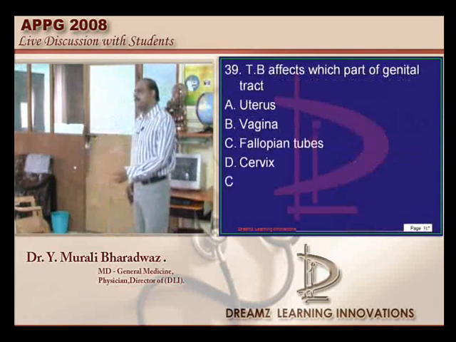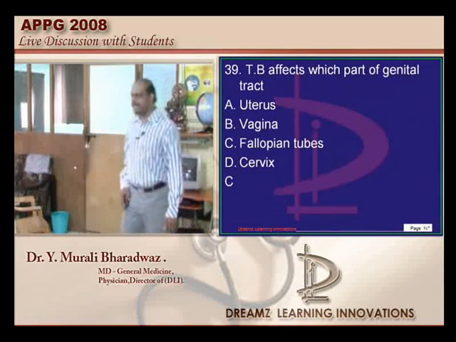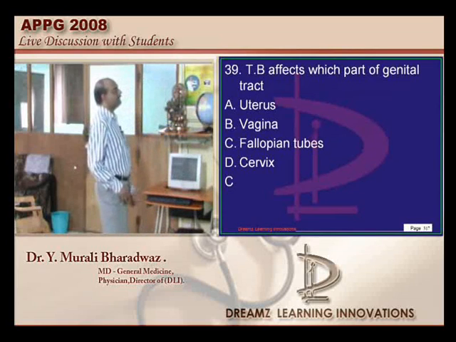TB affects the fallopian tube. That is the reason infertility is happening in this country, though it is a populous country.